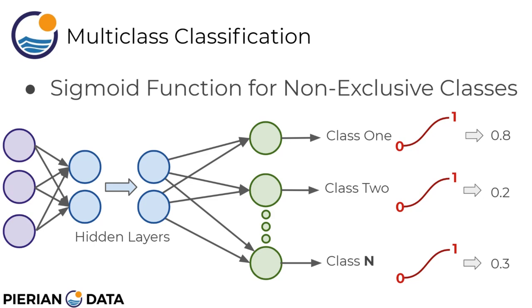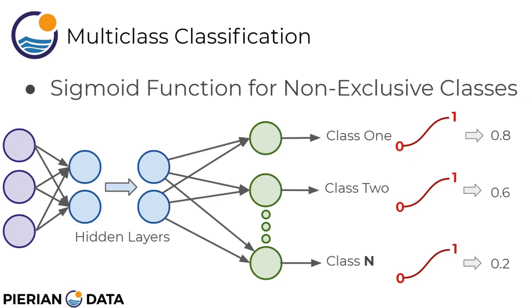And what you end up doing is you say, okay, in this particular case, this data point has an 80% likelihood of belonging to class 1, as well as a 20% likelihood of having class 2 assigned to it, and then maybe a 30% likelihood of having class n. So we would probably just say, all right, go ahead and assign class 1 to this data point.